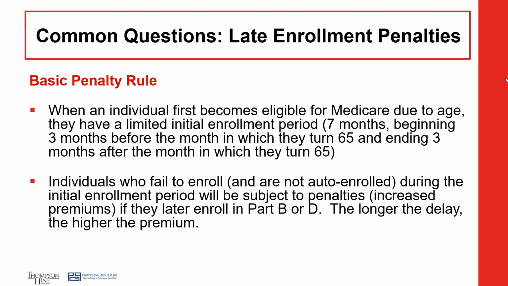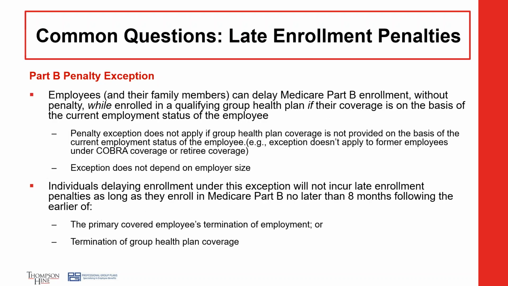So the basic penalty rule says that when an individual first becomes eligible for Medicare due to age, they've got a small enrollment period. So it's 7 months, beginning 3 months before the month they turn 65 and ending 3 months after. So it's not, 65 and after. There's a window around age 65. And individuals who fail to enroll or are not auto-enrolled during that initial enrollment period will be subject to penalties. And those penalties increase as they wait. The longer the delay, the higher the premium. So the penalty really means higher premiums when they ultimately do enroll and have to pay. Now, there's some exceptions.